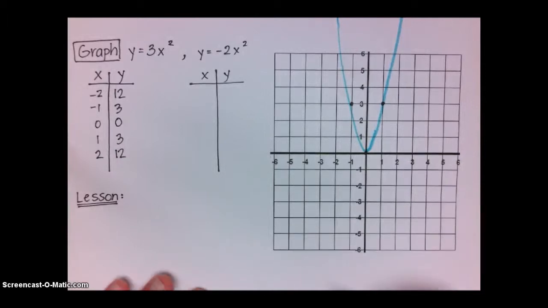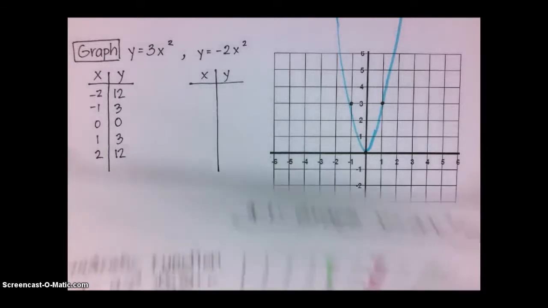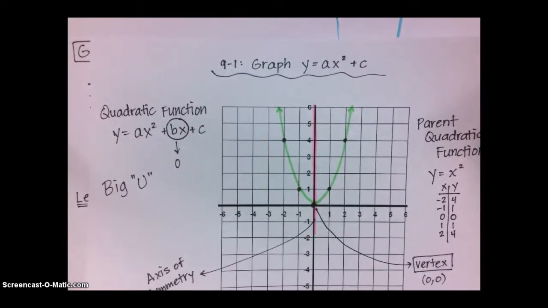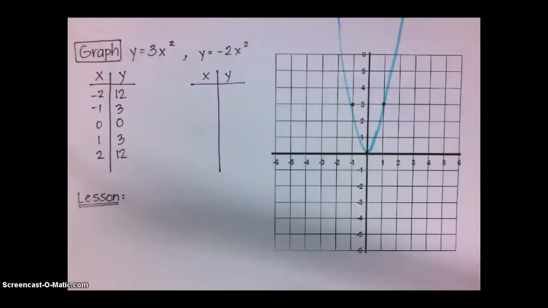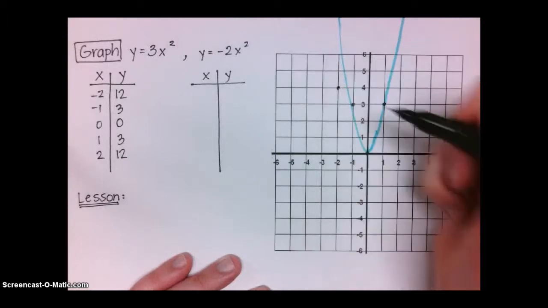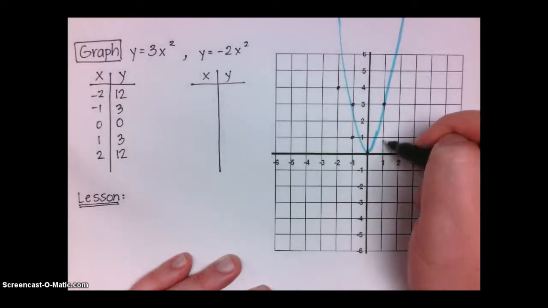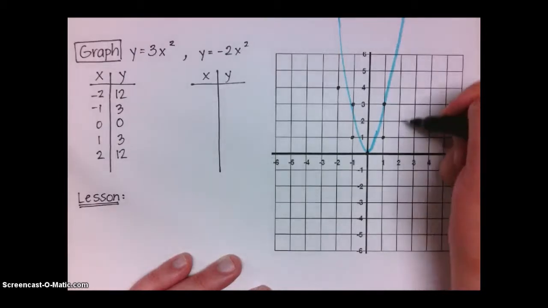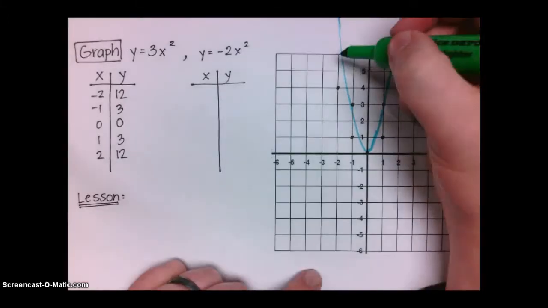Now, if I was going to graph that parent one that we saw before, this green one, remember those points, negative 2, 4, negative 1, 1, 0, 0, 1, 1, and 2, 4. I'm going to plot those because I want to see how it relates to the parent one. So I have negative 2 to 4, negative 1 up 1, 0, 0, 1 up 1, and 2 up to 4. And I'm going to graph my parent function here.